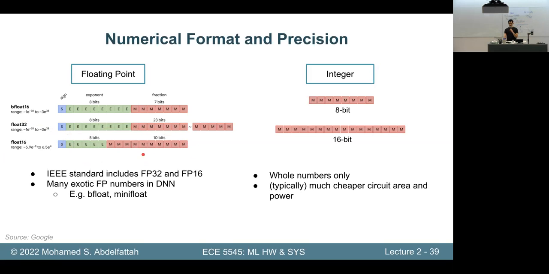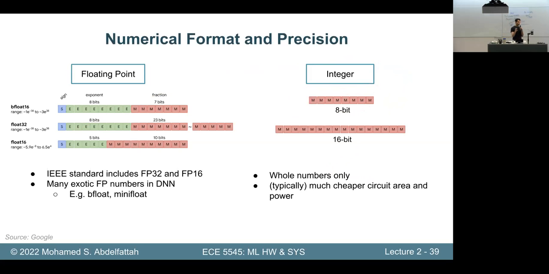But then people realized we don't even need all of this range. Floating point numbers give you a lot of range because you can represent exponents. So they went to integer arithmetic, and fixed point arithmetic in some cases. For integer arithmetic, the popular formats are 8-bit and 16-bit. Here we're representing whole numbers only, and so the range is limited by what you can represent in those 8 bits.